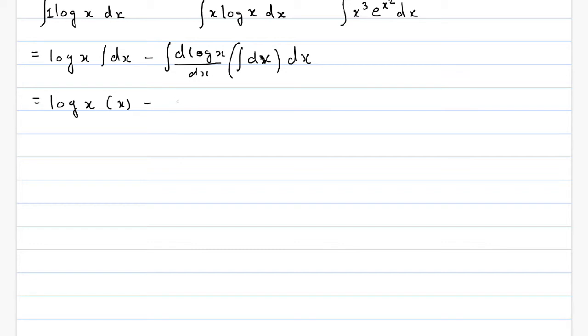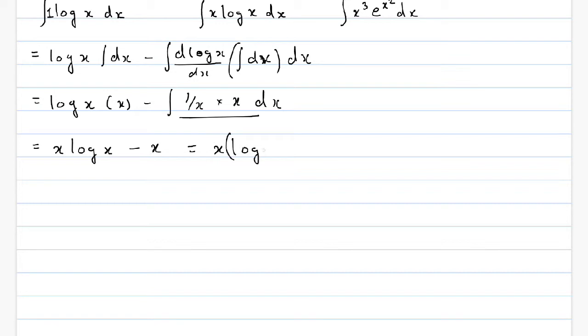Minus differentiation of log of x is going to be 1 by x, so I'll get 1 by x into x dx. So again this becomes 1 by x into x, so we get x times log of x minus integration of 1, which will again give x, so this becomes x times log of x minus x. So this is how we will solve integration of log of x.